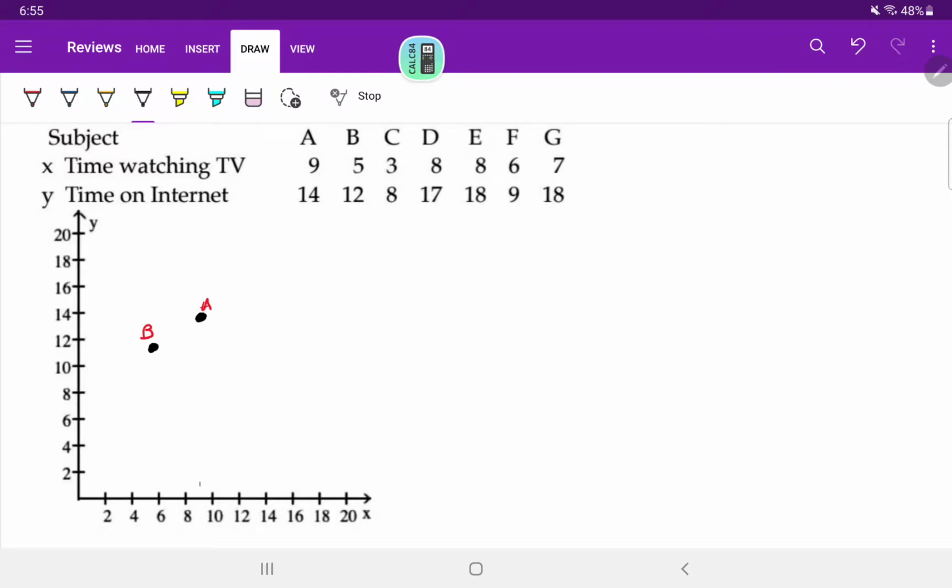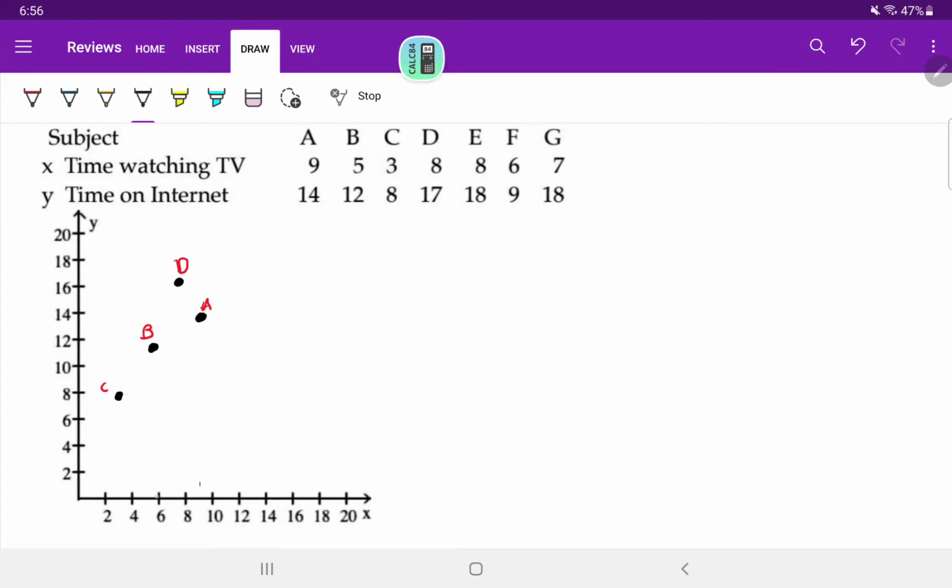The next one says 3 and 8. C. 8 and 17. So 8 is here, 17. We'll put that right here. That's D. And you don't have to label it like that as well. I'm just showing you where each spot will go.